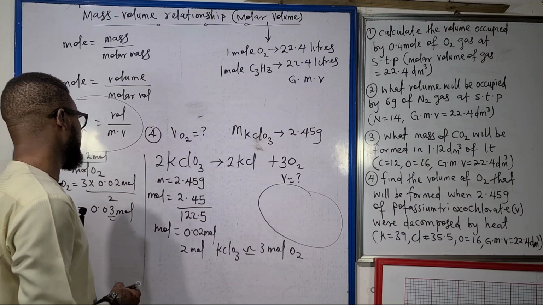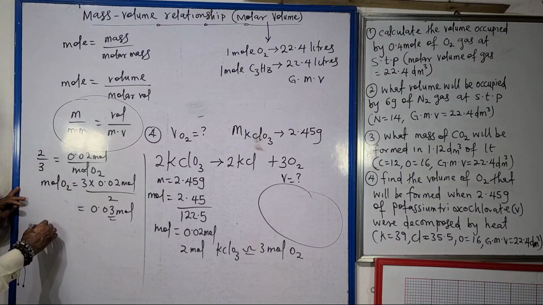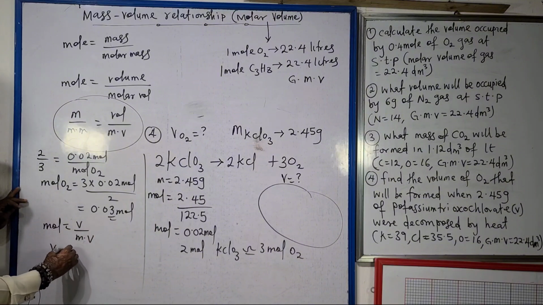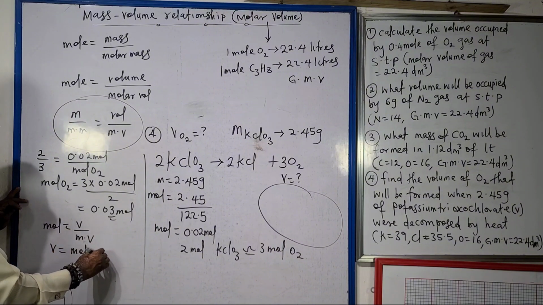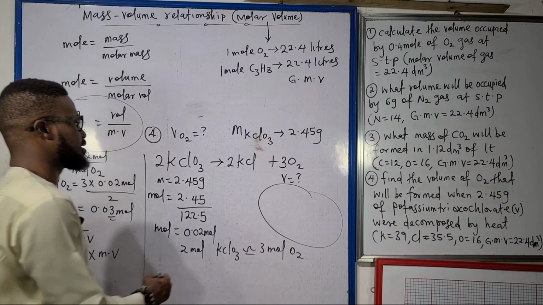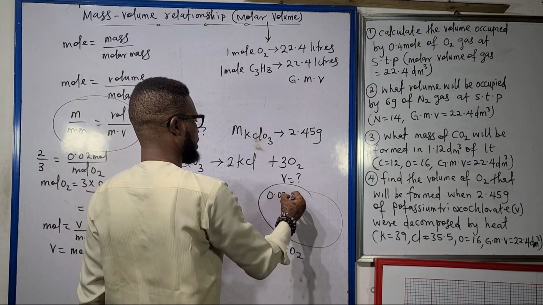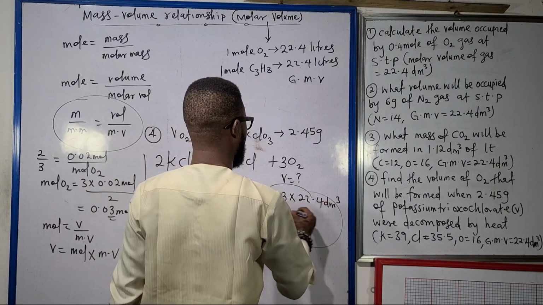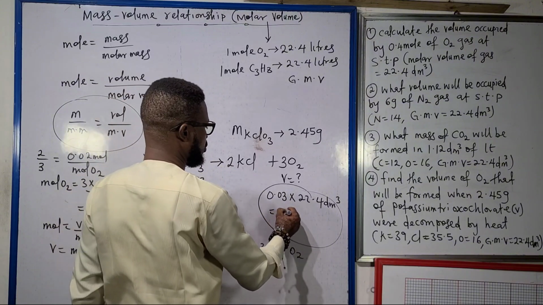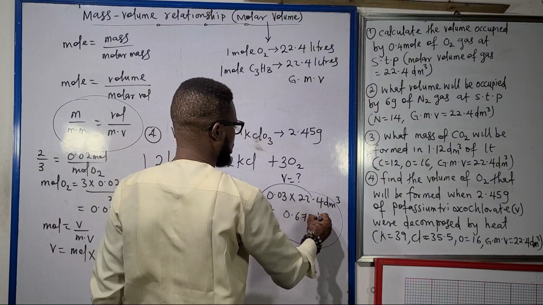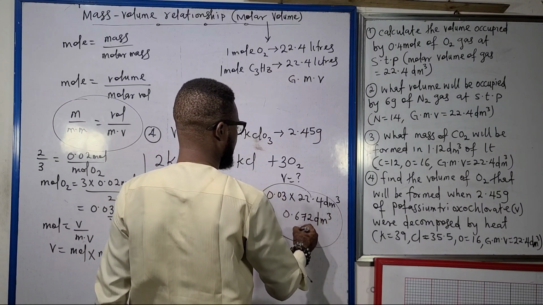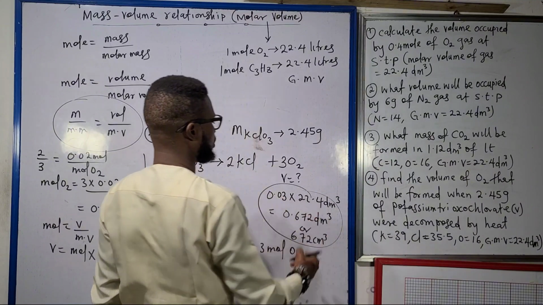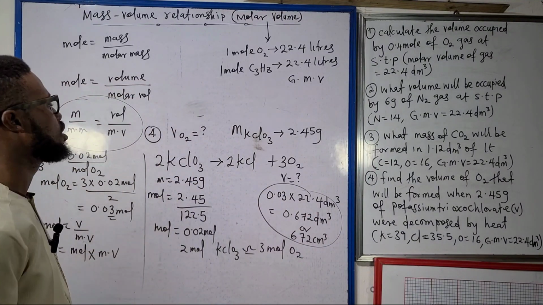Okay, now this is the mole we need to convert to the volume of oxygen here. Recall that mole equals volume over molar volume. Therefore, volume equals mole times molar volume. The mole of oxygen here is 0.03 times 22.4 dm cube, and that way we're going to get 0.672 dm cube. You leave your answer this way, or 672 cm cube if you multiply by 1000. So that is the volume of oxygen there.